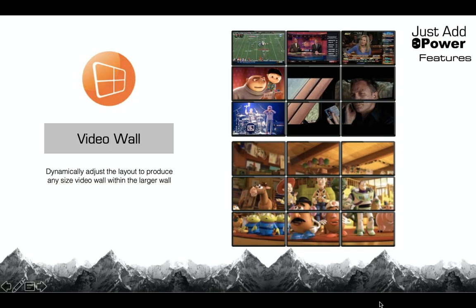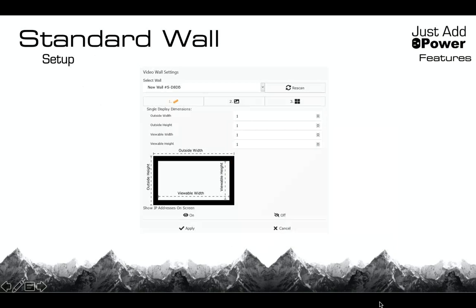So that top image there where we've got a 2x2 surrounded by singles, we can easily do that and transition from that to just wall mode on the bottom, quickly and easily. We can adjust for bezels and gaps and that sort of thing as well.